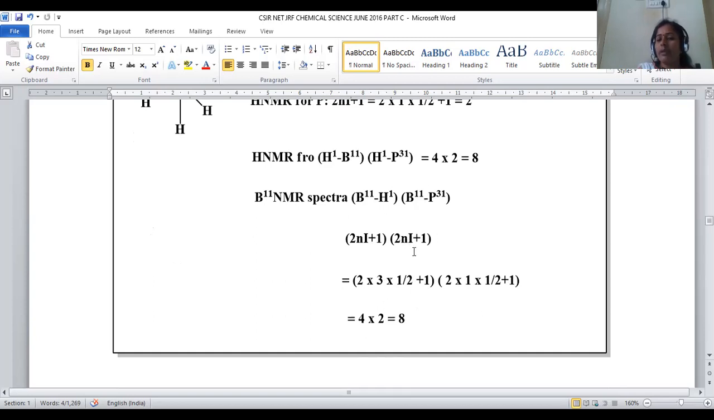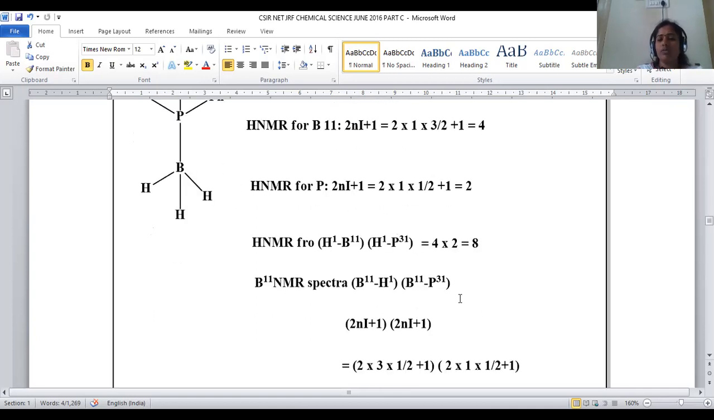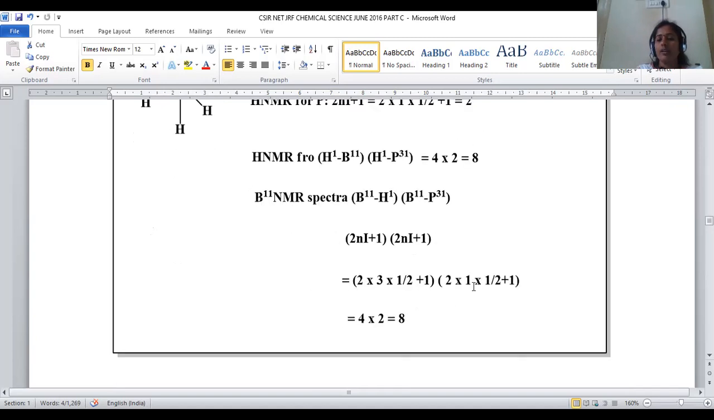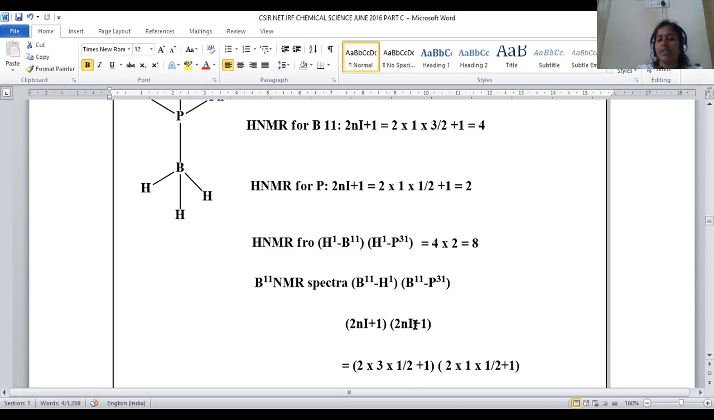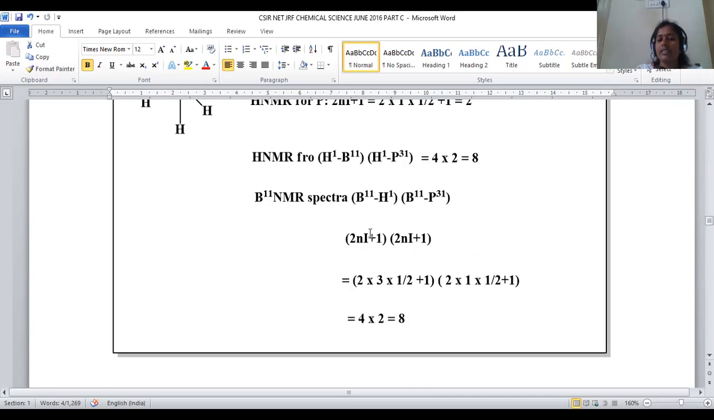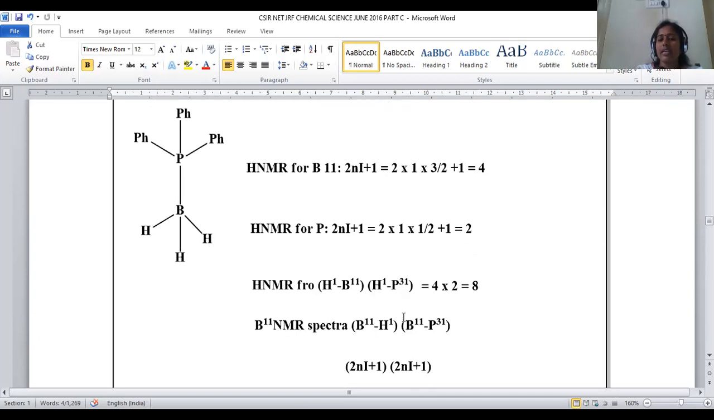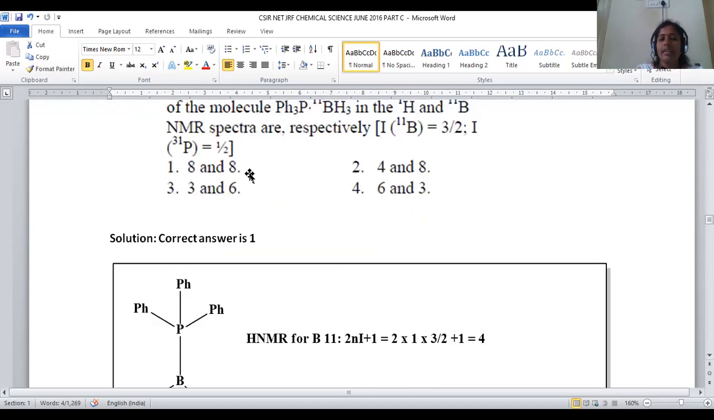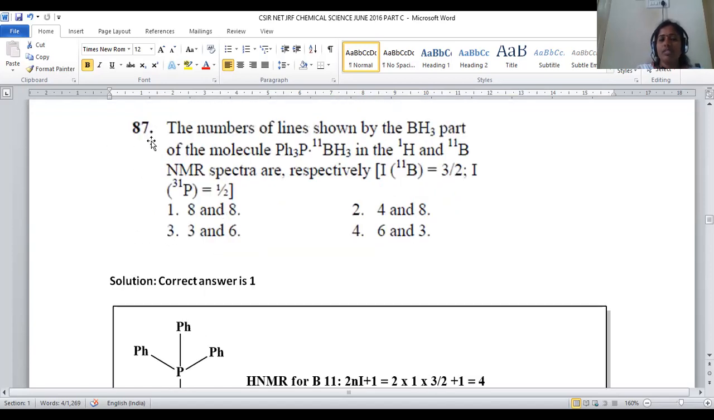Then the 2nI plus 1 formula is also applied to the phosphorus in B11 NMR. How many phosphorus atoms? Only 1. 2 into 1 into phosphorus nuclear spin 1/2 plus 1. The 2 gets cancelled, 1 plus 1, it will be 2. 4 into 2, 8. So proton NMR gives 8 lines, and B11 NMR also gives 8 lines. So 8 and 8 is the correct answer. For question number 87, option number 1 is the correct answer.